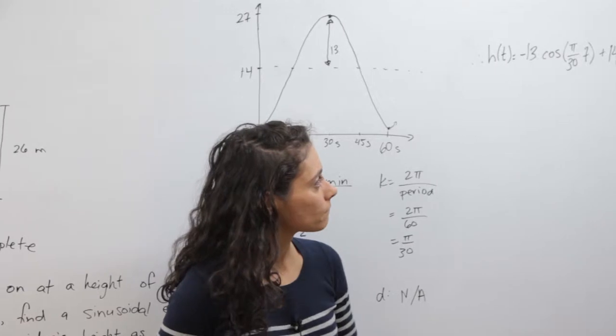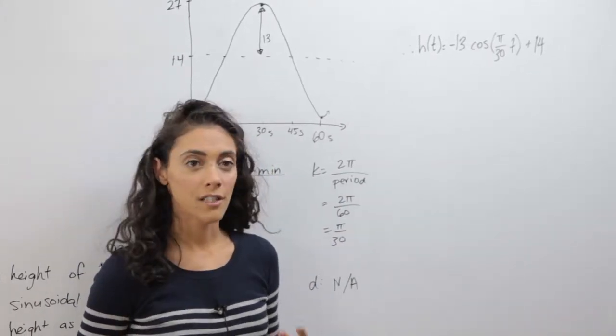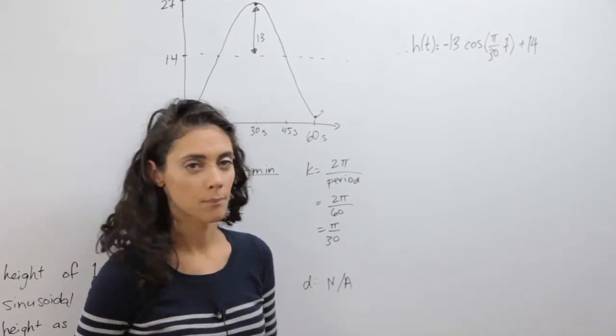So putting this all together, I get that equation. The height of the rider is given by h = -13 cos(pi over 30 t) + 14.